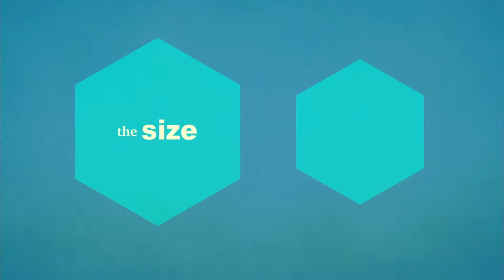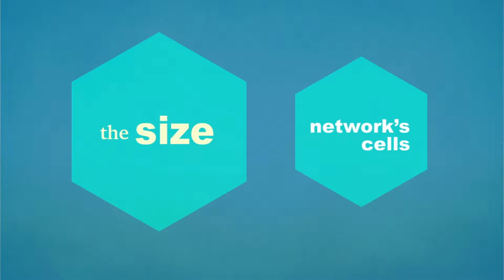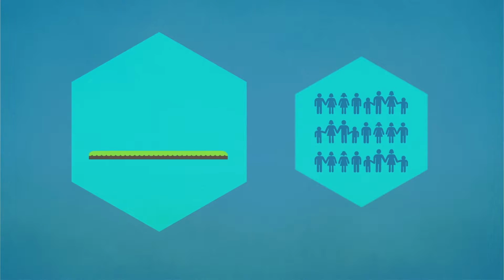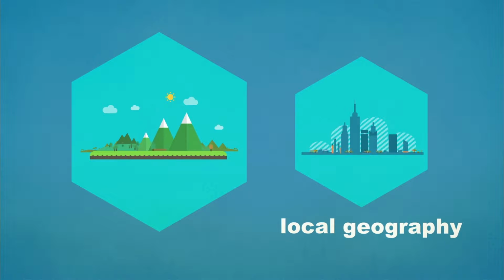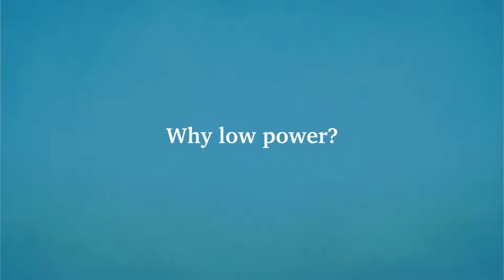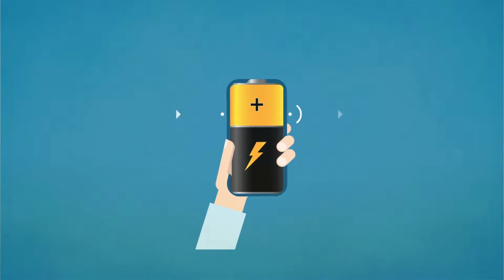The operator decides on the size of the network cells based on the population density, as well as the local geography. Is the terrain hilly or flat? Does it have a lot of trees or buildings? The cell size is also limited by signal strength, since cell phones are low-power devices. Why low power? It's so they don't use a big battery, don't get too hot, and don't give out harmful amounts of radiation.